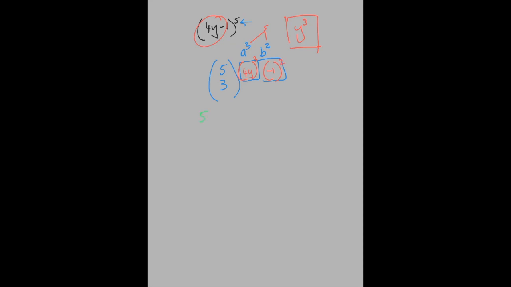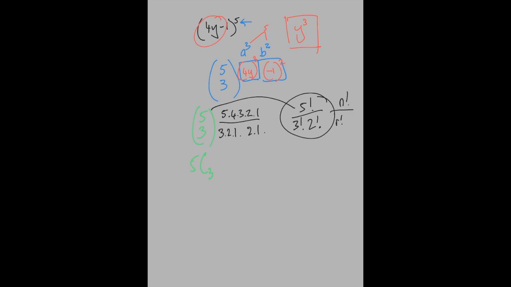Now what is 5 choose 3? Put that into your calculator if you like, or I'm just going to work it out by itself. 5 times 4 times 3 times 2 times 1 over 3 times 2 times 1 times 2 times 1. Remember that this is 5 factorial over 3 factorial times 2 factorial, going back to n minus r. So this is just equal to 5 times 4 over 2 times 1, which is 10.